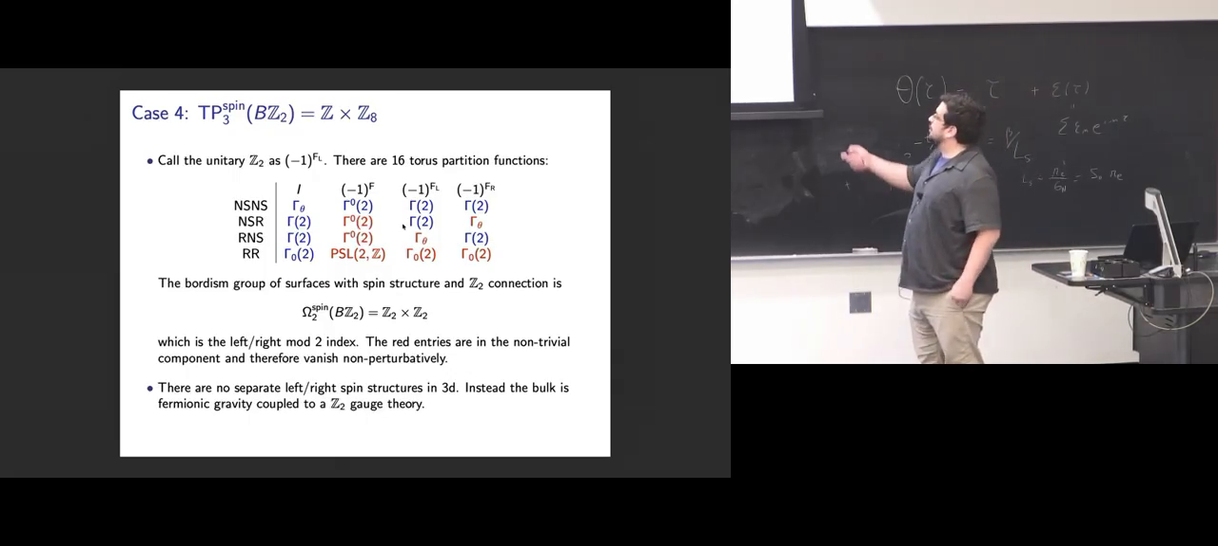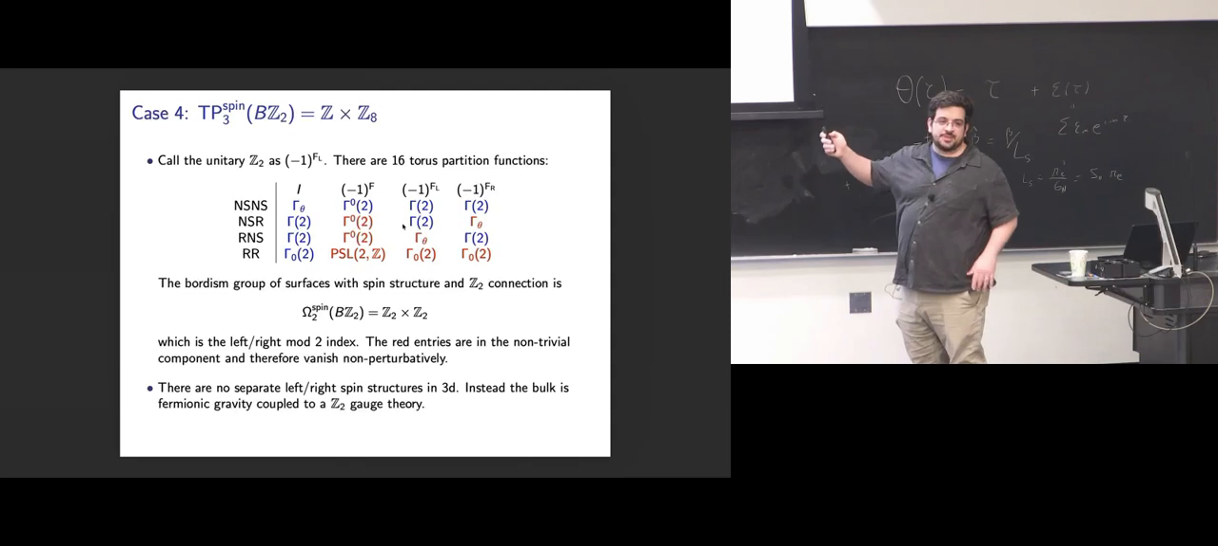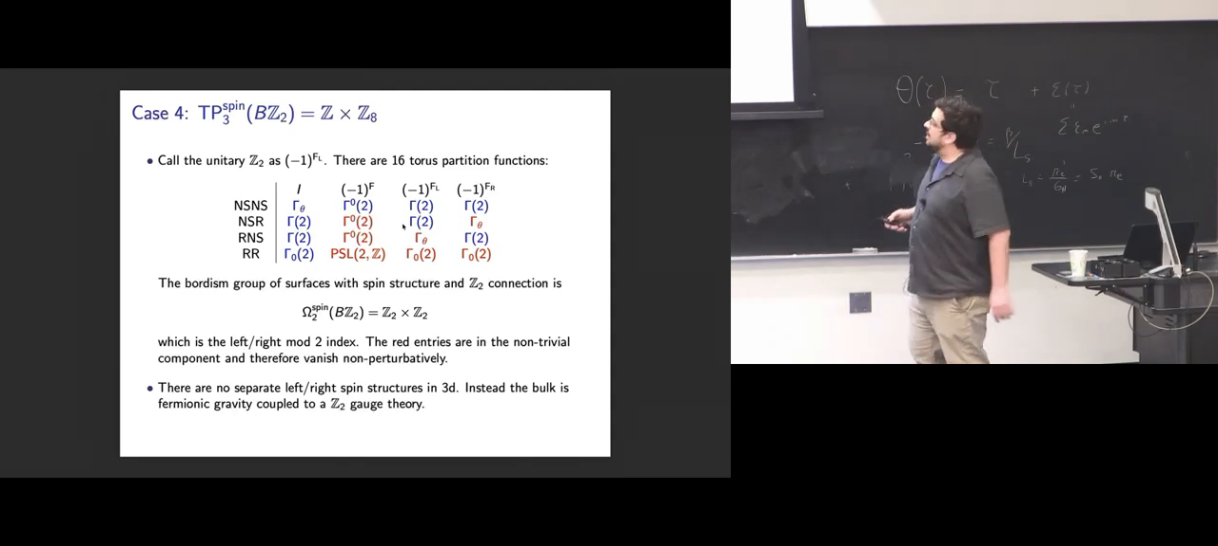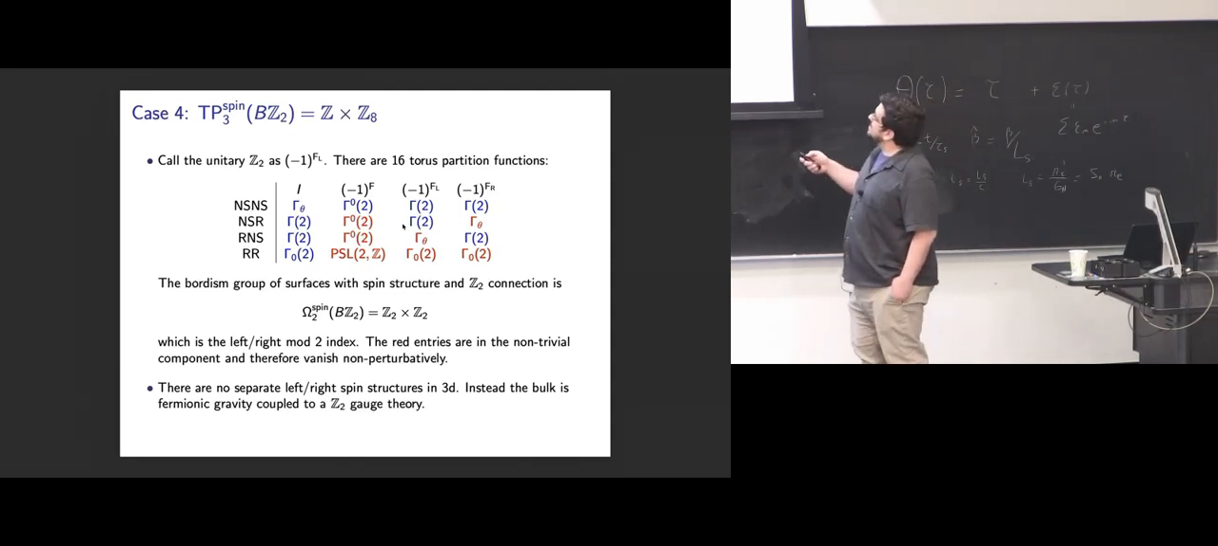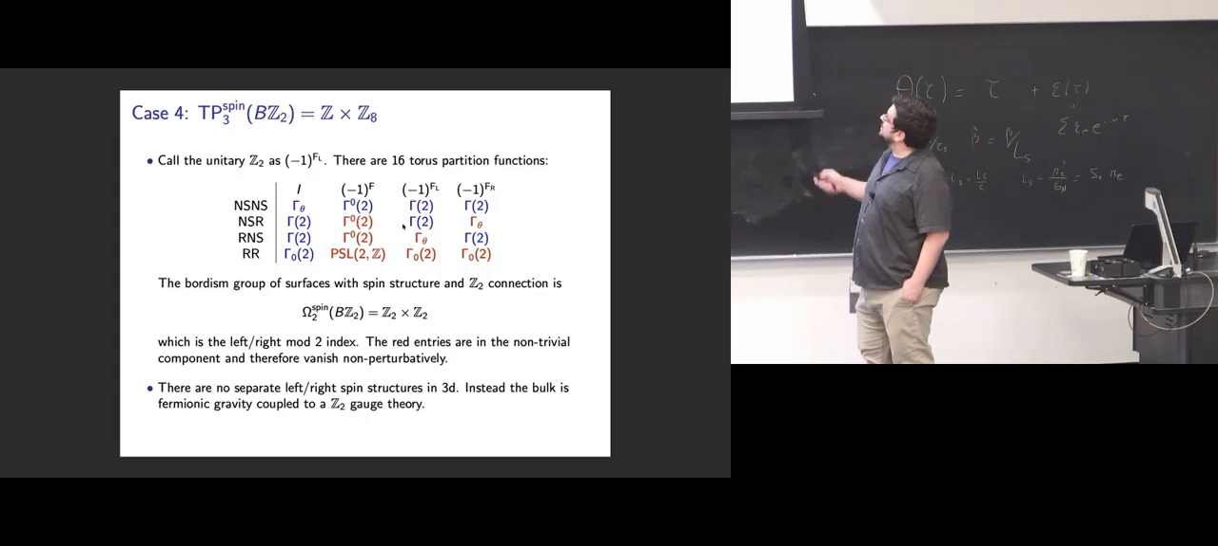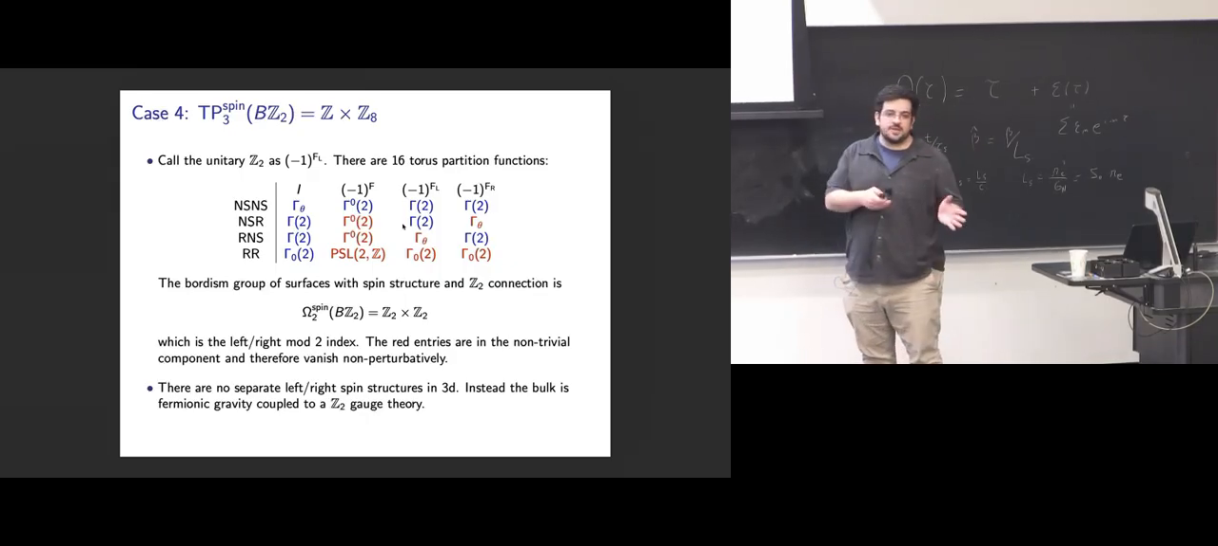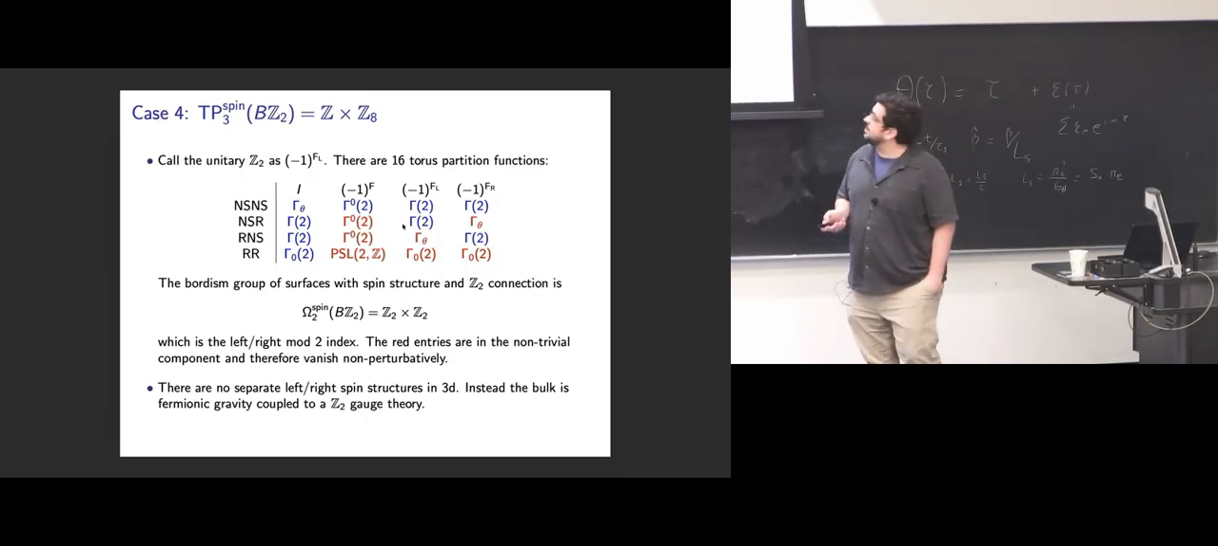On the boundary we have a global C2 symmetry, not a gauge field. The gauge field is in the bulk. And on the boundary, let me call this C2 symmetry (-1)^F_L, so we can think of this as having a left-moving and a right-moving fermion number on the 2D CFT.